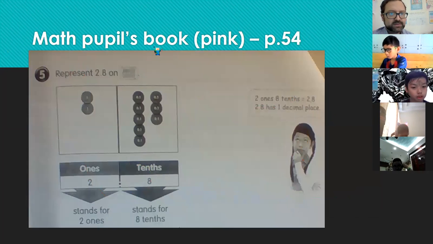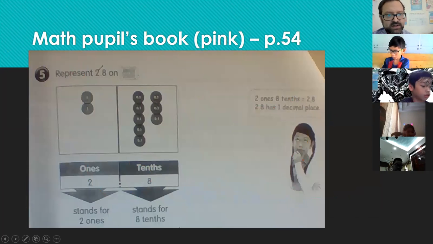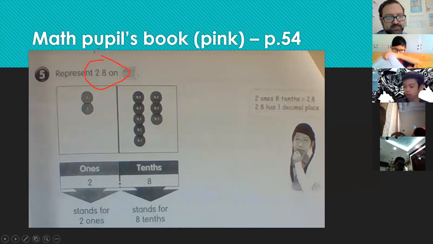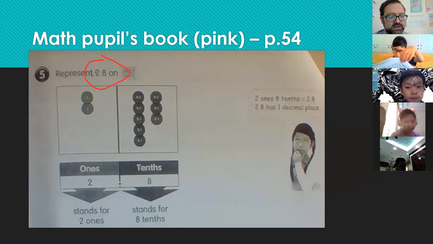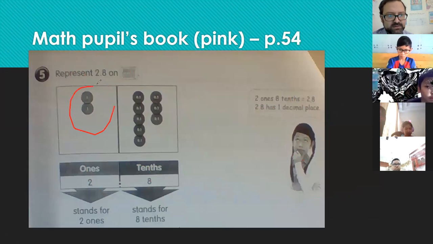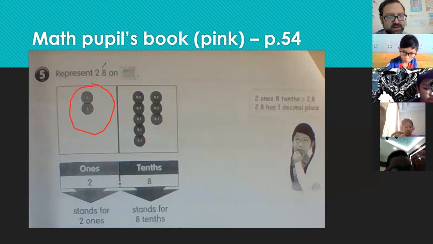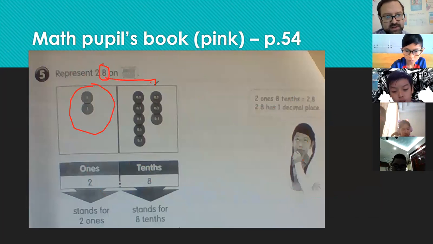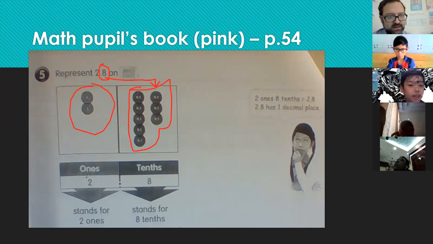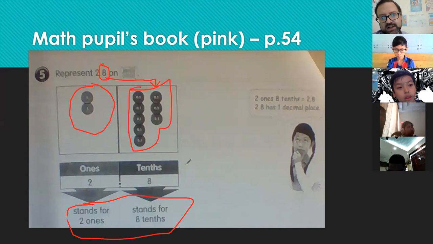All right. Next, I'm on page 54, I think, or maybe this is page 55, actually. It says represent 2.8 with decimal points here, okay? So 2.8 is equal to two ones, and then I've got this 0.8 right here. 0.8 is equal to 8/10. 1, 2, 3, 4, 5, 6, 7, 8. We have 2 ones and 8/10. This stands for 2 ones and that stands for 8/10.